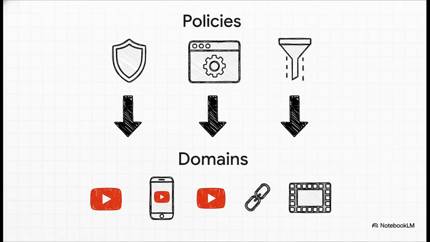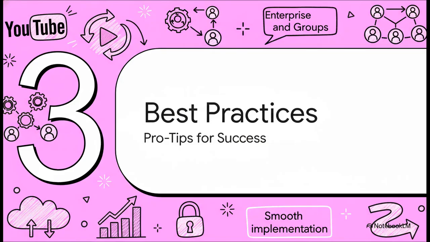So what kind of policies are we talking about here? Well, you'd use things like web protection or maybe some browser-specific configuration profiles. Then you just point those policies at the key YouTube domains. The main site, the mobile version, the short links, and you even have to get the domain that actually serves up the video content.